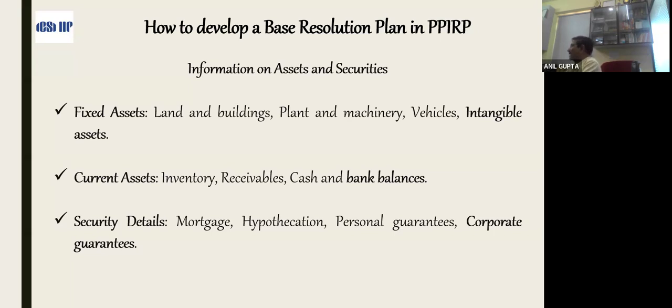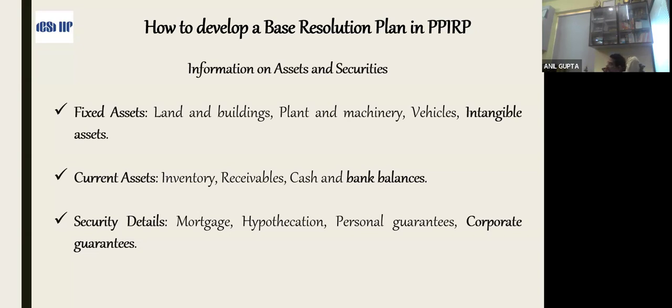Current assets: what are the current assets? Intangible assets also they have to mention, how many intangible assets and how they are appropriating them. For current assets, whatever the inventory, receivables, and cash and bank balances, they will mention. Security details, particularly whether they have given mortgage or hypothecation, or personal guarantees or corporate guarantees, all these things are also to be mentioned in that particular section.